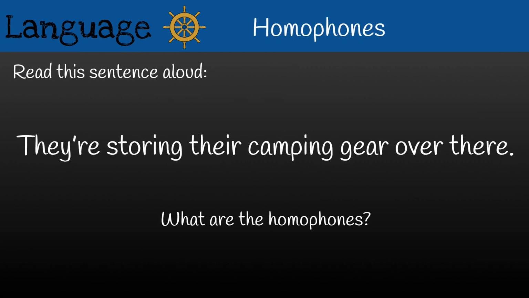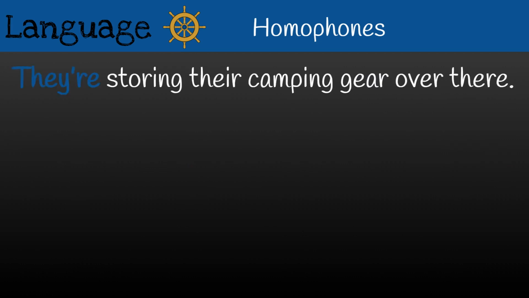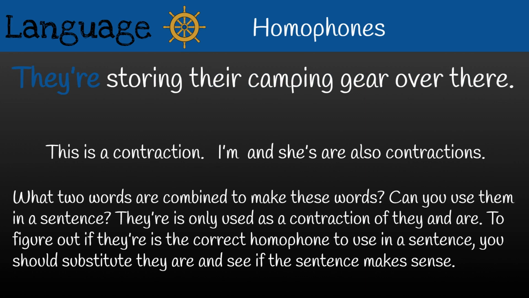So they're storing their camping gear over there. What do you think the homophones are in this sentence? They're storing their camping gear over there. You should have identified they're, their, and there. So let's take a look at them. They're storing their camping gear over there. They are is how I would break down this contraction. I'm and she's are also contractions, but we're focusing on they're.